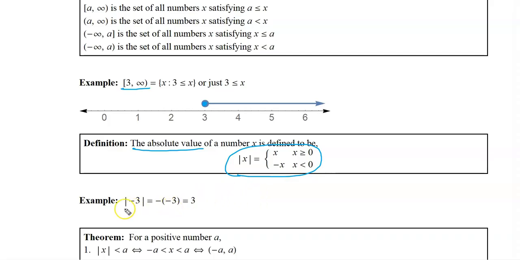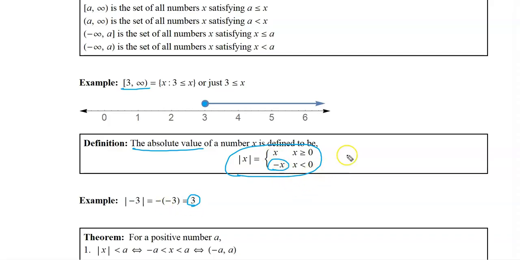For example, if we want to evaluate the absolute value of negative 3, technically using this definition up here, this is our x value, negative 3, so it is less than 0, so we use this as our definition for the absolute value of x. So the absolute value of negative 3 is negative of negative 3, and of course two negatives being multiplied like that make a positive and just give us back positive 3.